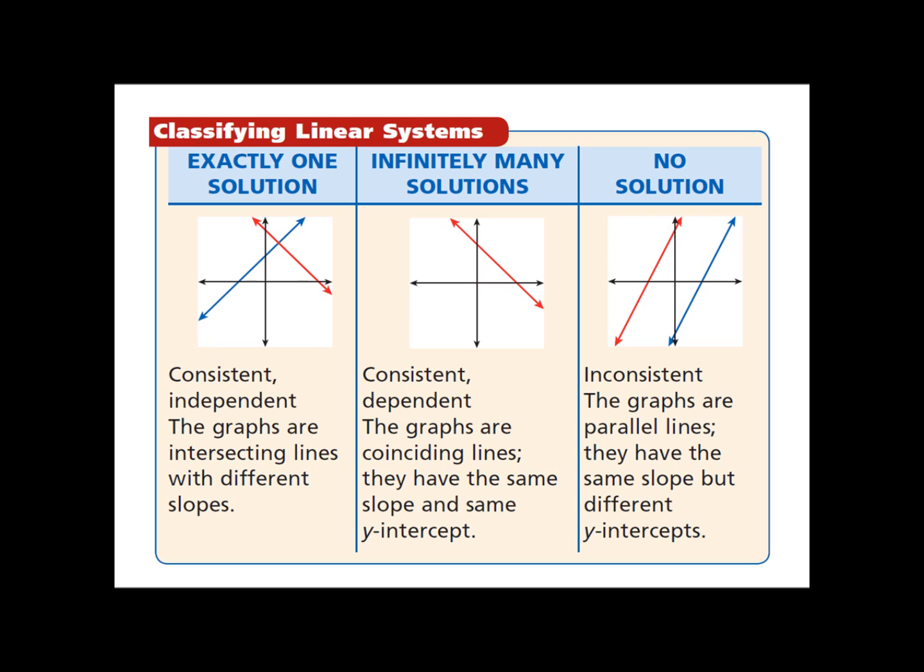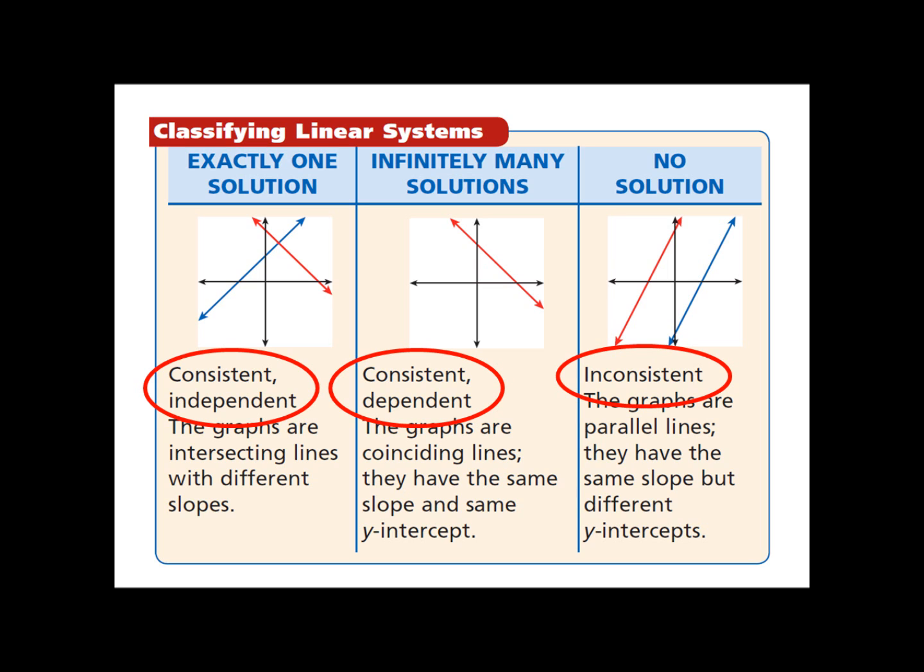Our third and final option is that the two equations create parallel lines. Now, parallel lines don't ever intersect. So that means that there's no solution to this system. Okay? The way to spot that, look for the same slope.